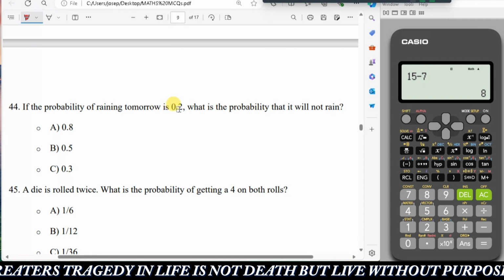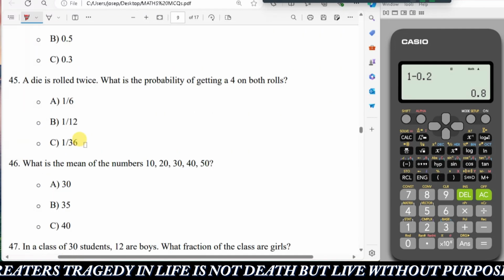So here the probability of the rain falling is 0.2. So we want to get the probability of it not falling. So you take 1 minus the probability of it occurring, and then you get your answer as 0.8. So the correct answer here is A.